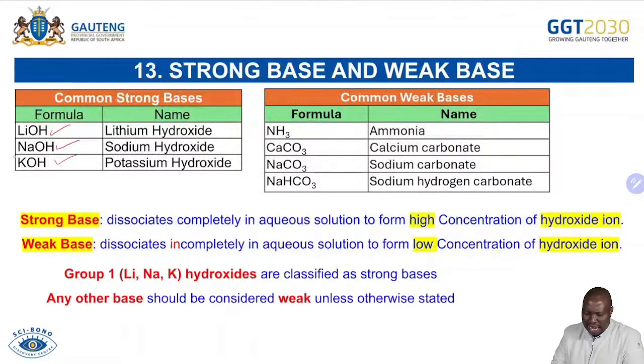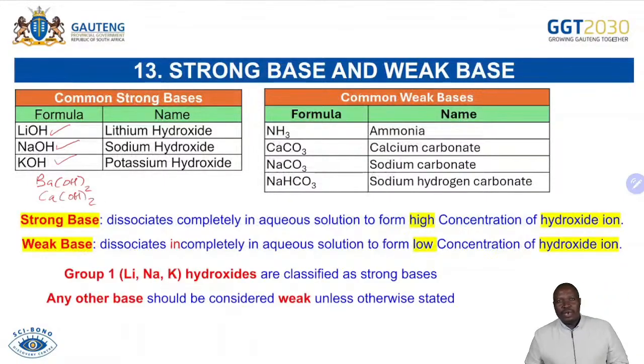There are many others, like barium hydroxide, for example, which we are seeing in some of the questions that are being asked, and calcium hydroxide. So it's important that we make you aware of those that are on the papers that we are coming across. Rubidium hydroxide as well, those are also strong bases. So it's important that you know these strong bases.